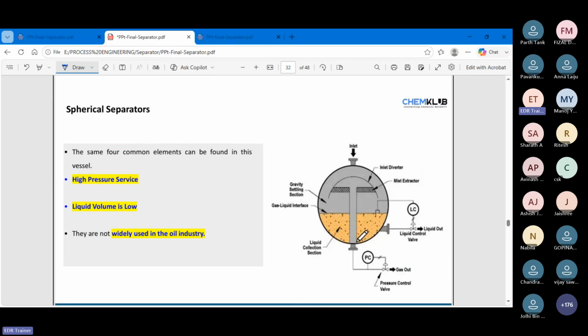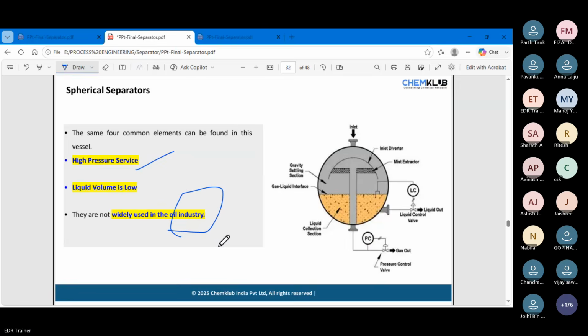Here is the same for the spherical separator sizing. Spherical separators are used in high pressure services where the liquid volume is low. They are not widely used in the oil and gas industry, and I have not generally seen them in petrochemical industries either.